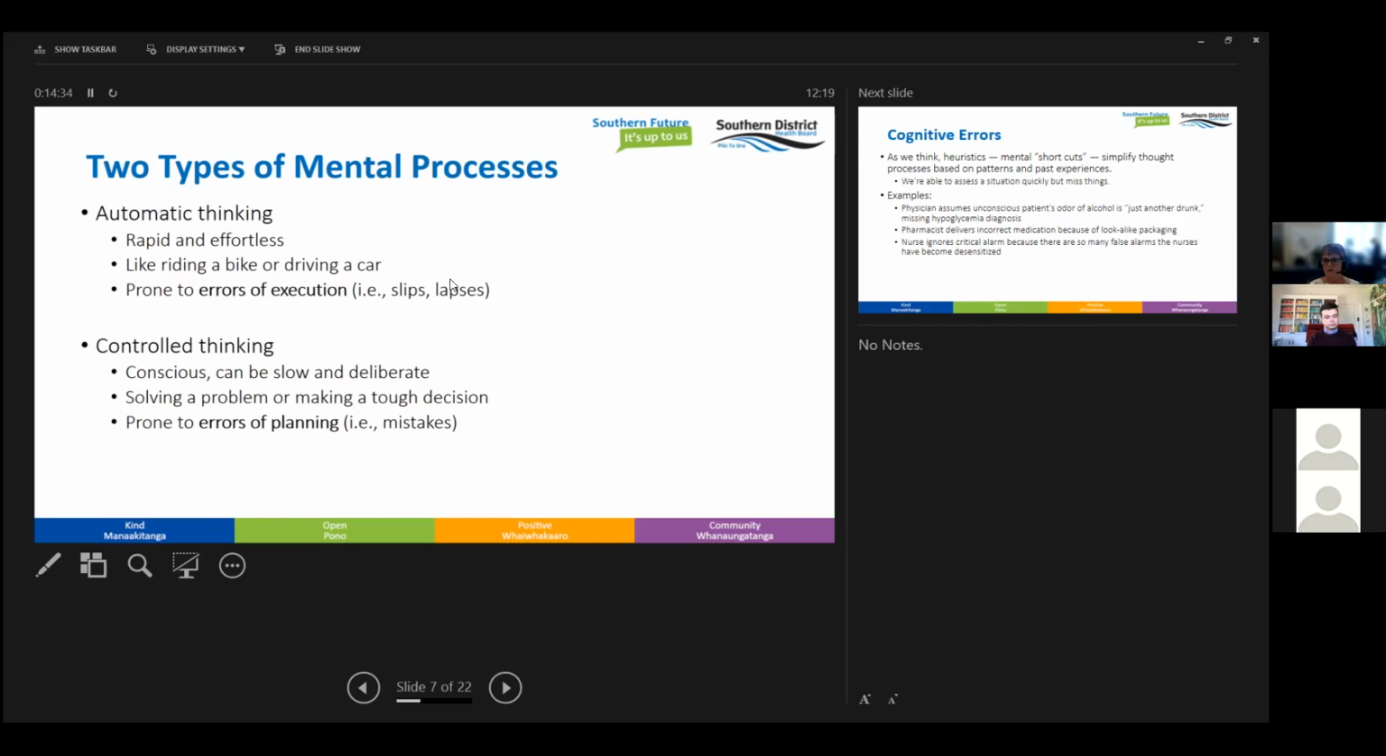Then you've got your controlled sort of thinking. This is conscious, slow and deliberate. And it can be solving a problem. So, you know, how are we going to deal with the situation we've got in front of us? And they're prone to errors of planning. So it's just quite useful to understand the two types of mental processes that can lead to errors.